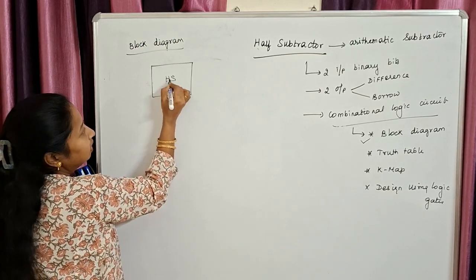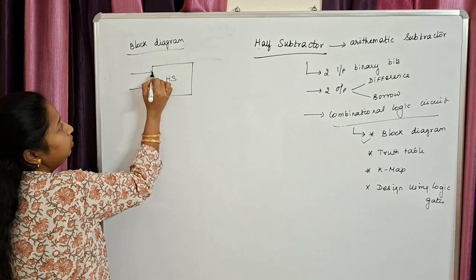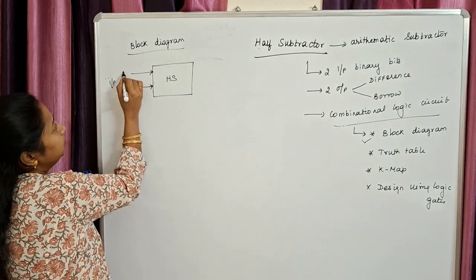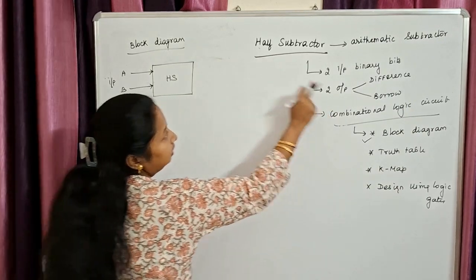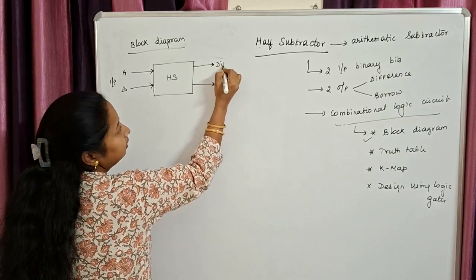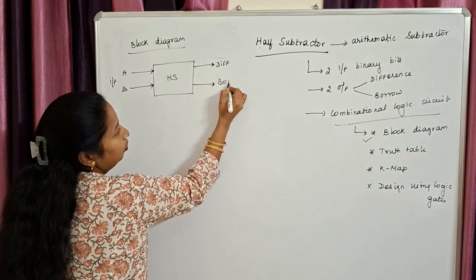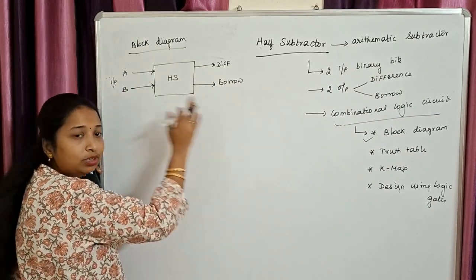This is my half subtractor. So, how many inputs are there in a half subtractor? It has got only two inputs. I am assuming my inputs as A and B. Clear? Now, how many outputs does this half subtractor have? It has got two outputs. One is my difference, another is my borrow. Clear? Now, after drawing the block diagram, what is the next step?